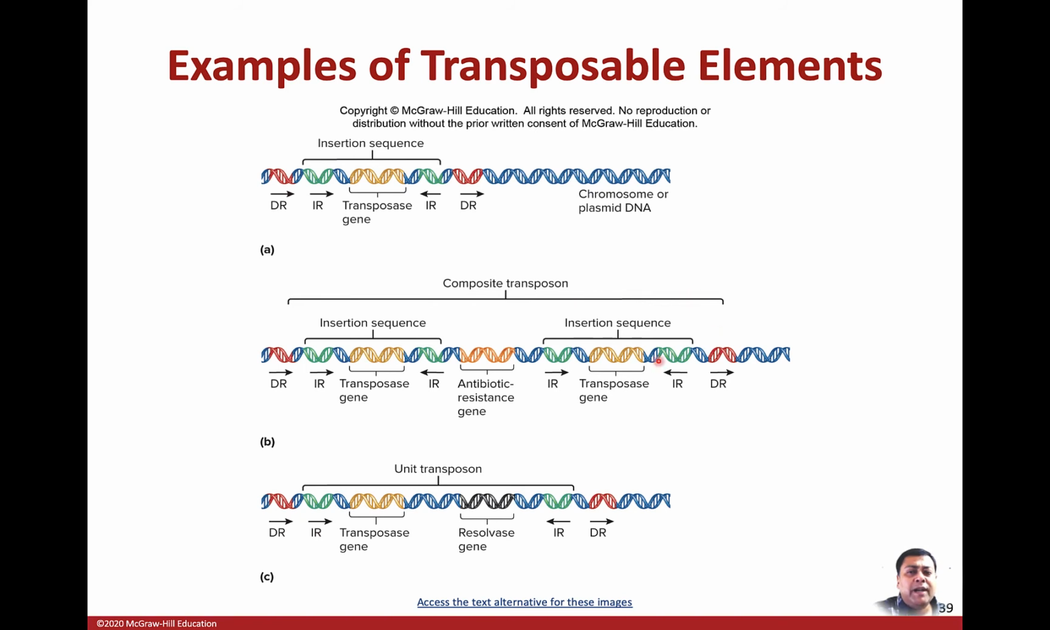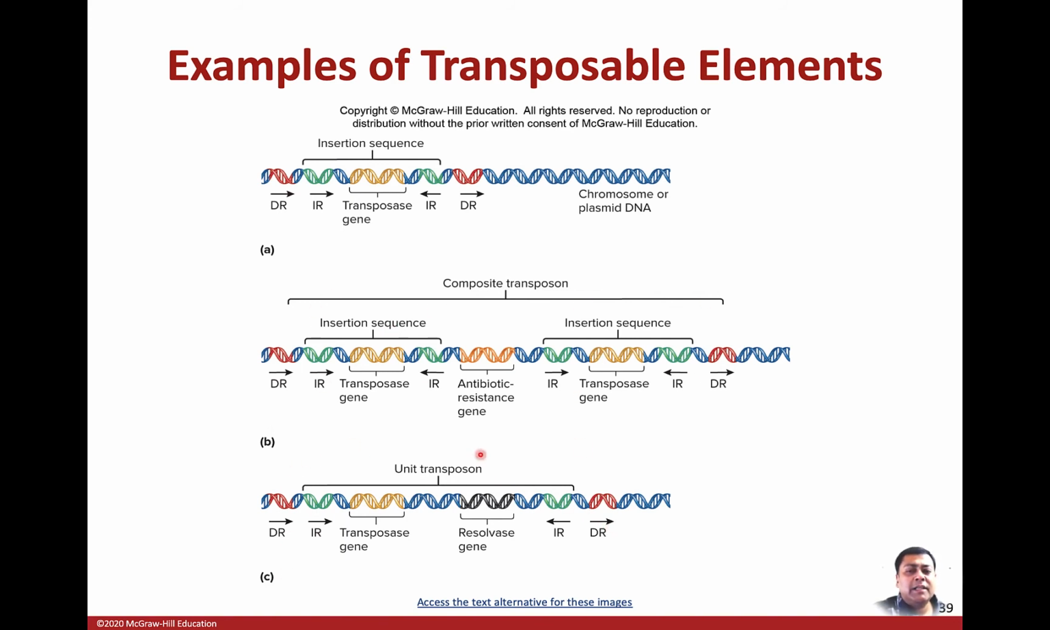Whereas a composite transposon has an antibiotic resistance gene. This is the gene of interest that is supposed to go to a different area of the plasmid or a different area of the chromosome. Along with that, you have a transposase gene right here, and you can see that the antibiotic resistance gene has an inverted repeat next to the transposase, and the transposase will also have that inverted repeat, with the direct repeats flanking the whole composite transposon. So this is a whole composite transposon.